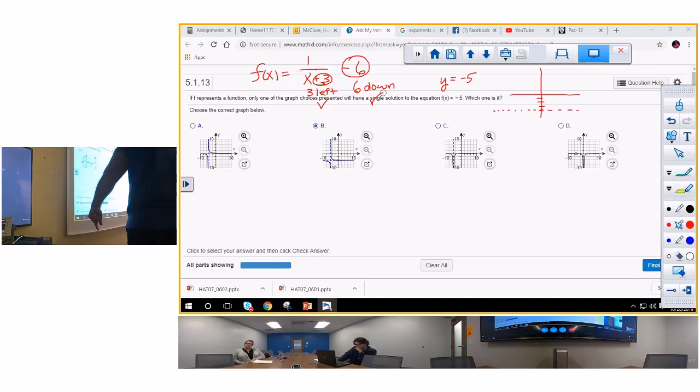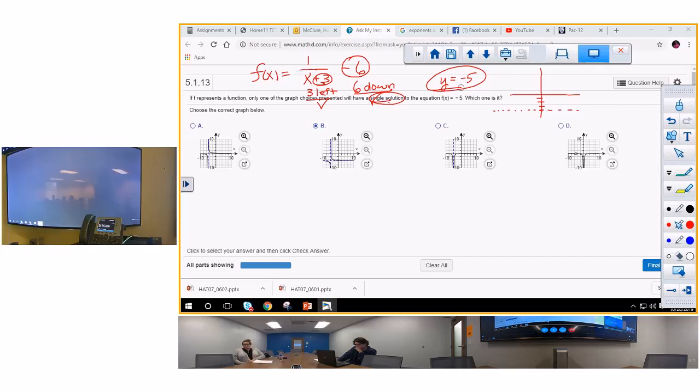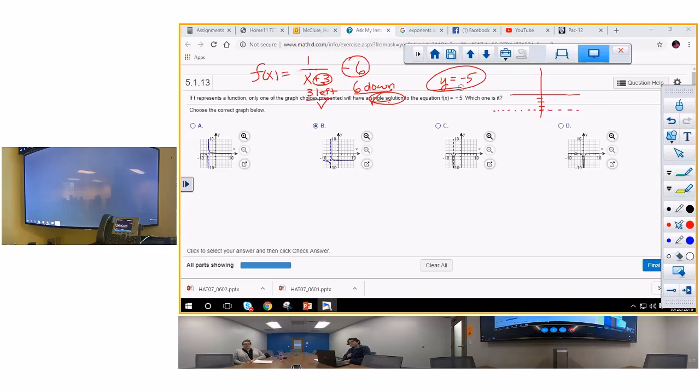This question says, if f represents a function, only one of the graph choices presented will have a single solution. This, we have two things. This, we have one. But the way they have it written, it looks like it's a vertical shift. Does that make sense? But to me, it's not a very good question because it doesn't give you enough. Evidently, it's going to be, and it's not really right because a horizontal shift, that would be 5 to the what? Right.